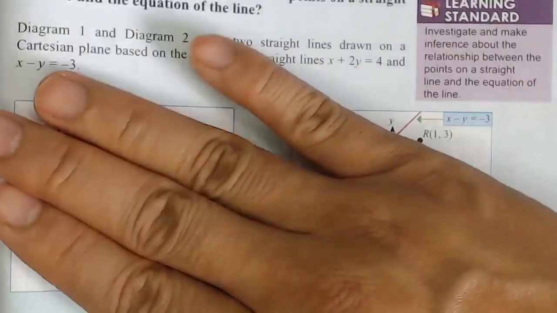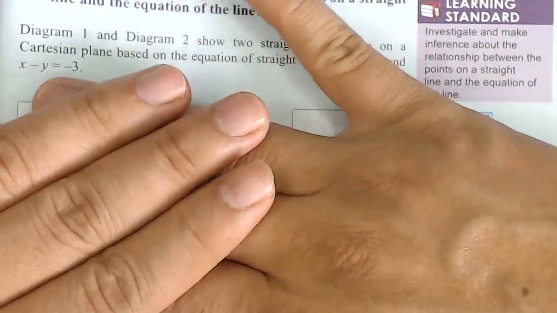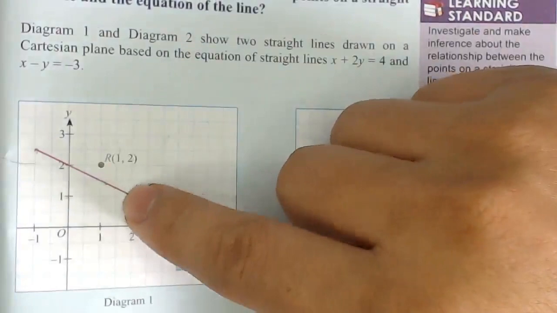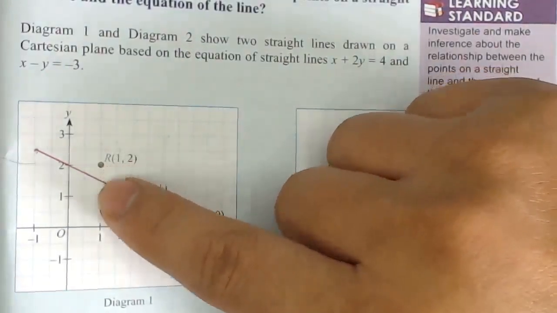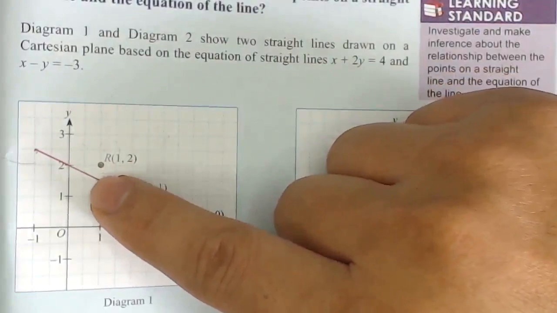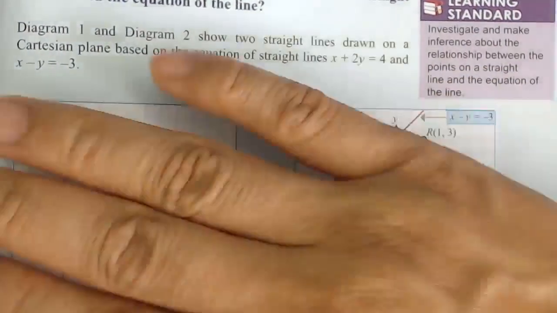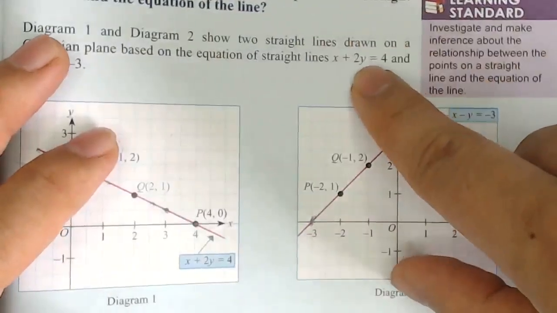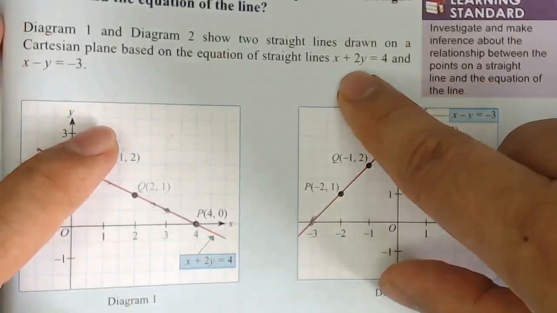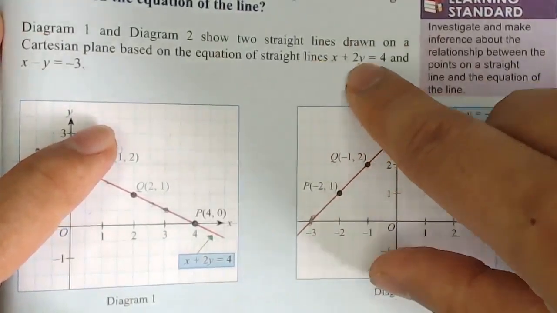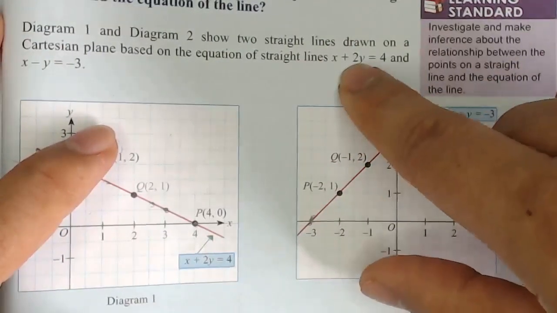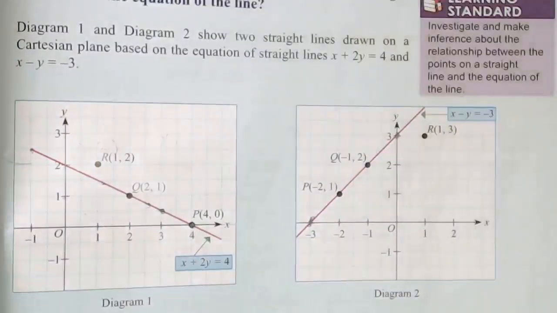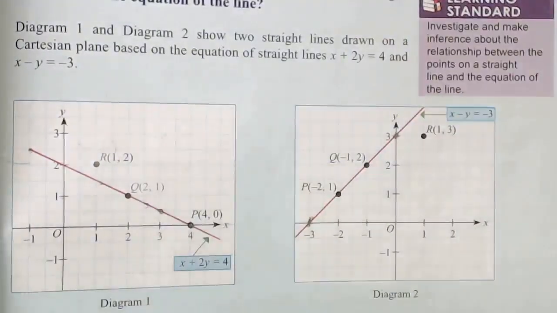Assume that we cannot see this graph. If we have the graph, we can compare and see directly that this point R here is not on the straight line. Now let's say we don't see this graph, then how do we identify whether a given point is on this straight line or not? How do we know? That is what we're going to learn today.